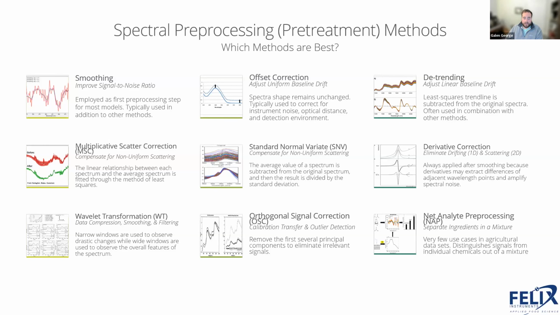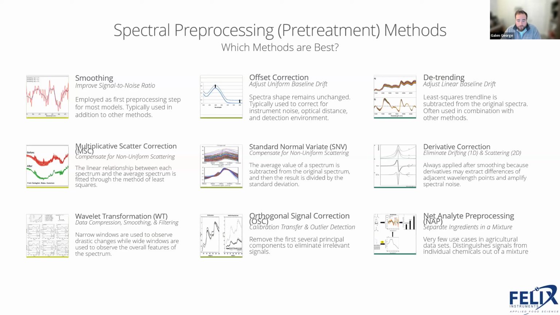Wavelet transformation is more a data compression technique. Orthogonal signal correction helps a lot with outlier detection and calibration transfer. And net analyte pre-processing is more for when you have a mixture, but still a fairly finite mixture, usually not a living or biological system, usually more of a chemical mixture, and it helps with separating out individual analytes or ingredients within that mixture. So those are for very specific things.